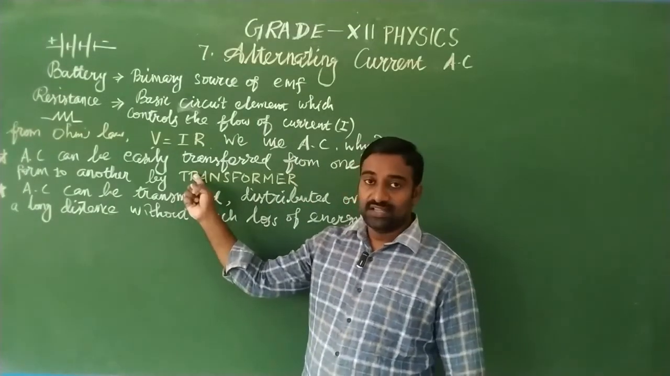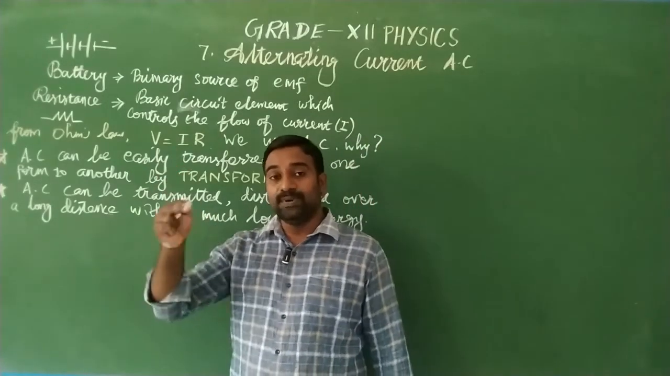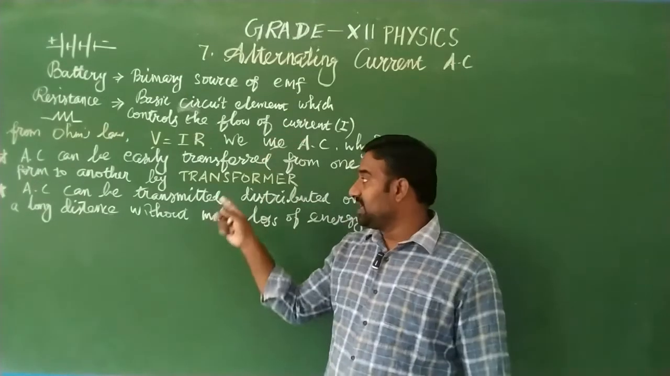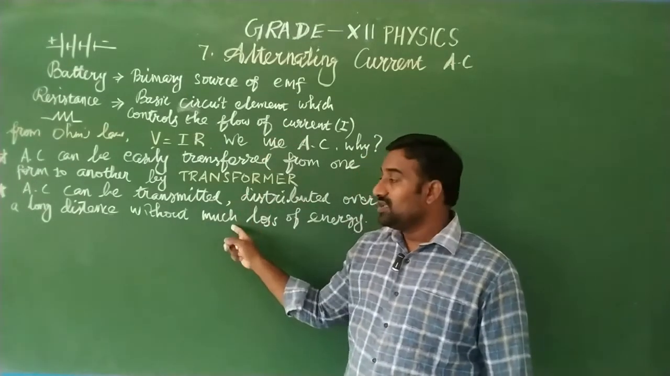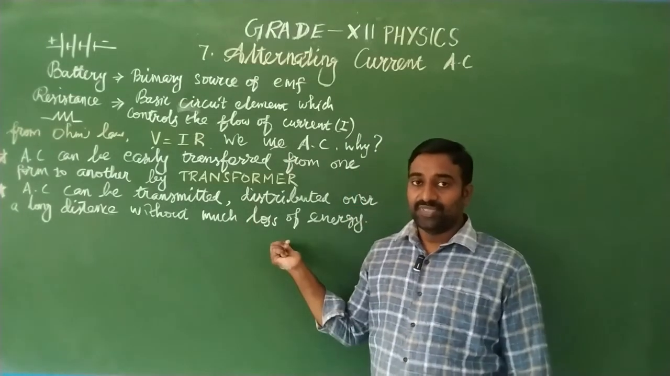Why do we use alternating current? The two reasons: AC current can be easily transformed from one form to another form, that is step up and step down. The voltage can be increased or decreased with the help of a transformer. Second, the AC current can be transmitted over a long distance without much loss of energy, whereas DC current cannot.